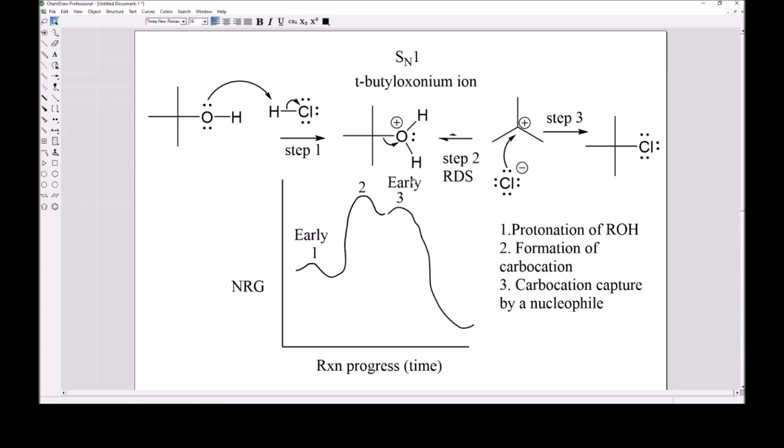Step number 3 also has an early transition state. And step number 2 is the only one with a late transition state. You're almost entirely over the hill and halfway down. Well, you've come a long way. The oxygen and the carbon have separated themselves physically a long distance before that bond finally snaps.